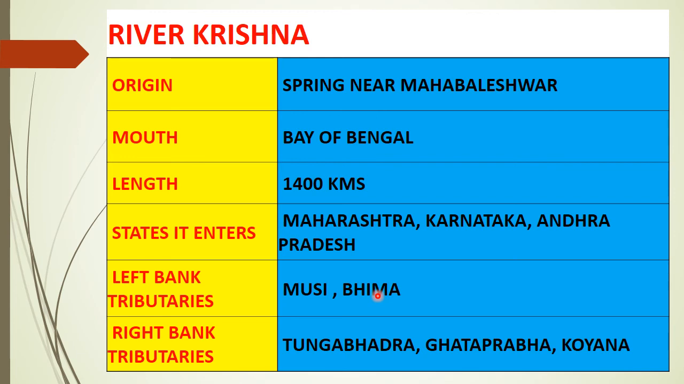Now River Krishna: origin is a spring near Mahabaleshwar, mouth is Bay of Bengal, length is 1400 kilometers. The states it enters are Maharashtra, Karnataka and Andhra Pradesh. Left bank tributaries are Musi and Bhima. Right bank tributaries are Tungabhadra, Ghataprabha and Koyna.